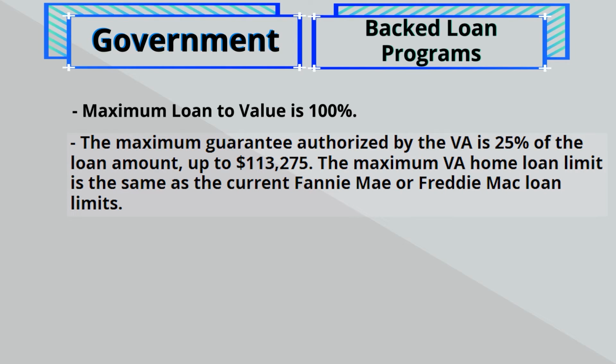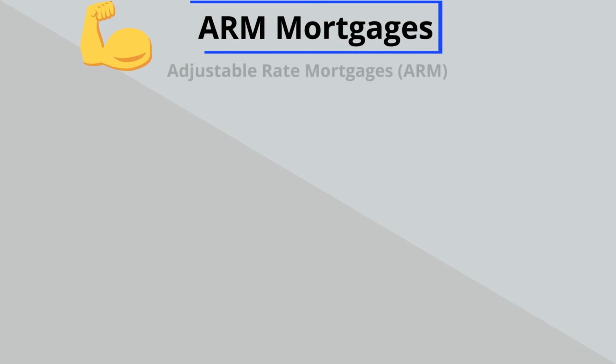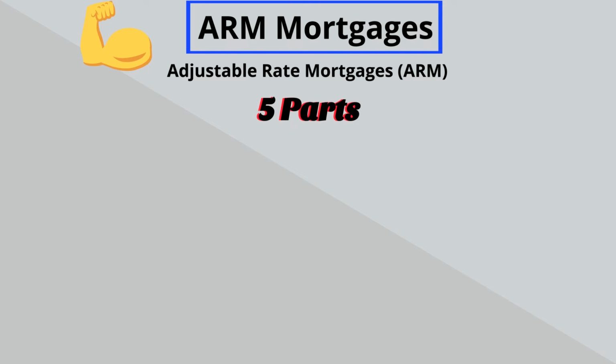The maximum guarantee authorized by the VA is 25% of the loan amount, up to $113,275. The maximum VA home loan limit is the same as the current Fannie Mae or Freddie Mac loan limits. Overall underwriting ratio is 41%. Residual income is also utilized in VA loans. Adjustable rate mortgages. There are 5 parts to an ARM. For example purposes, numbers are provided with the explanation.